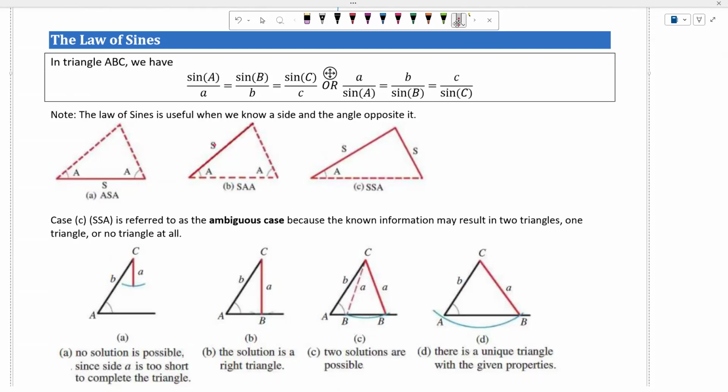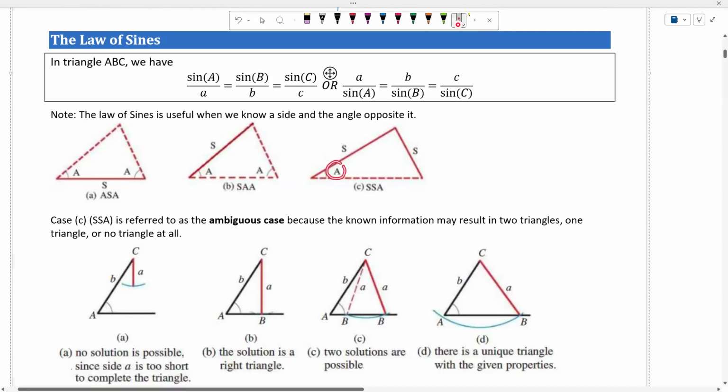How about if I have SAA? Same idea: I could use this pair to set up the law of sines, and then we could use this angle to help us find this side. And then, of course, we know this angle, and we could use this angle to help us find this side.